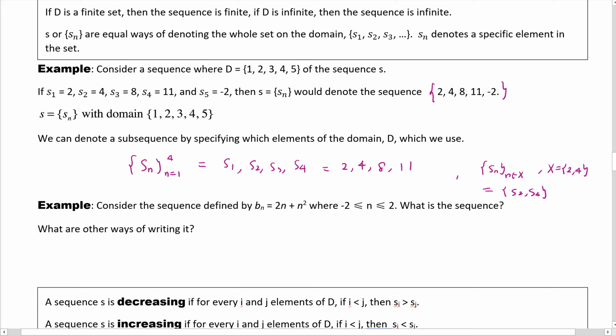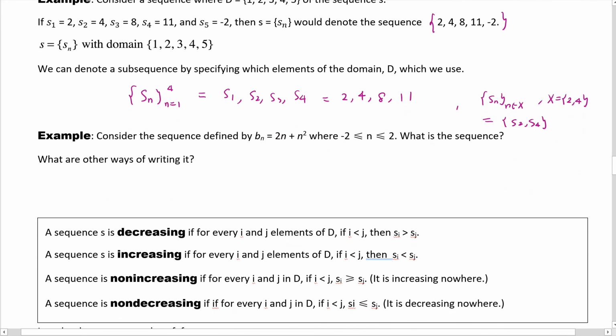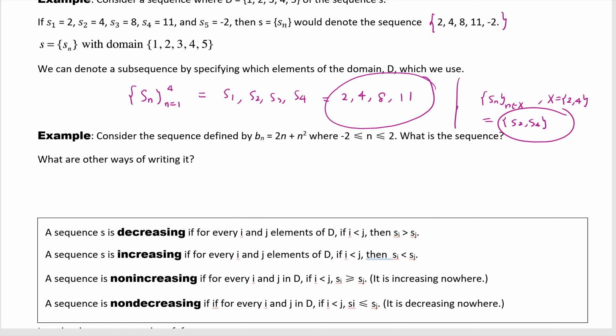Let's continue. Just keep in mind that these 2 are different sequences. In one sequence we have 4 numbers, in the other we have 2 numbers. And what is this? Is it equal to 4? No, this is S_2. S_2 is 4, and S_4 is 11. X denotes the index set, not the domain, only the index. And then 4 and 11. This is a subsequence of S.